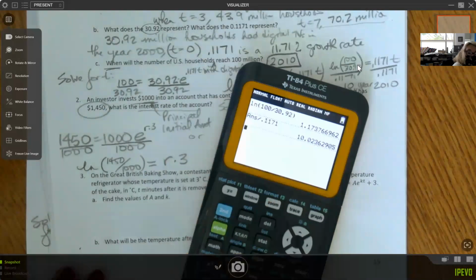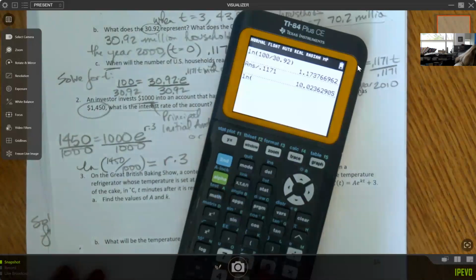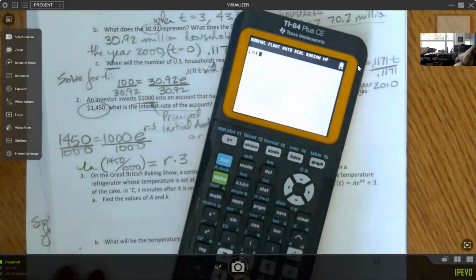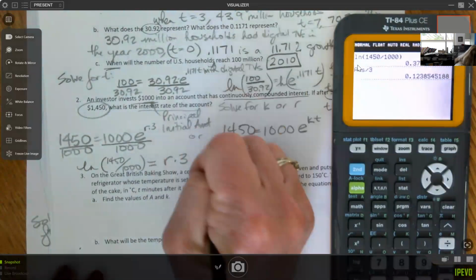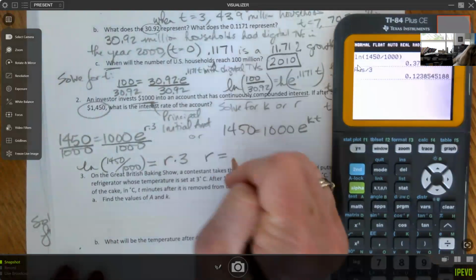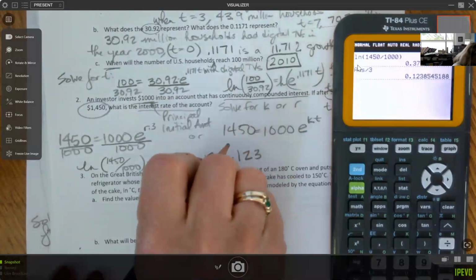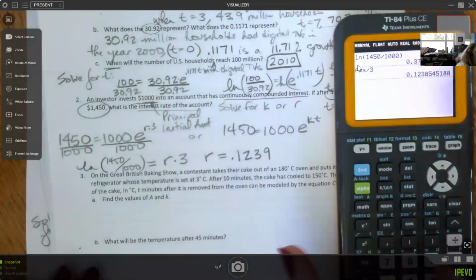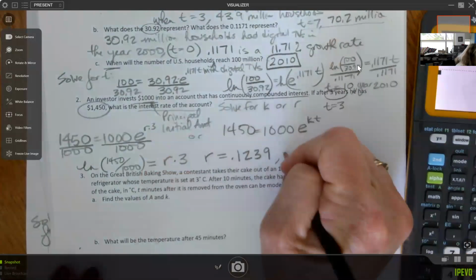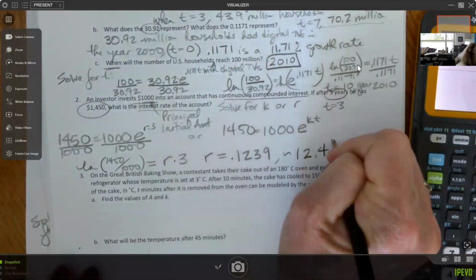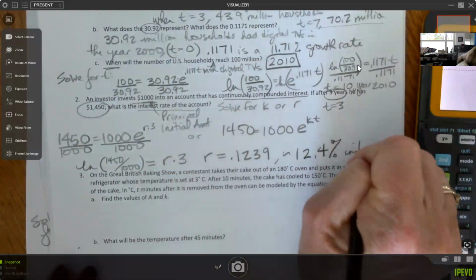So then I'm just going to divide by 3. So if I say the natural log of 1,450 divided by 1,000, you could also just type in the natural log of 1.45. And I divide that by 3, I get my R equals 0.1239. Okay, so we could say approximately 12.4% interest.